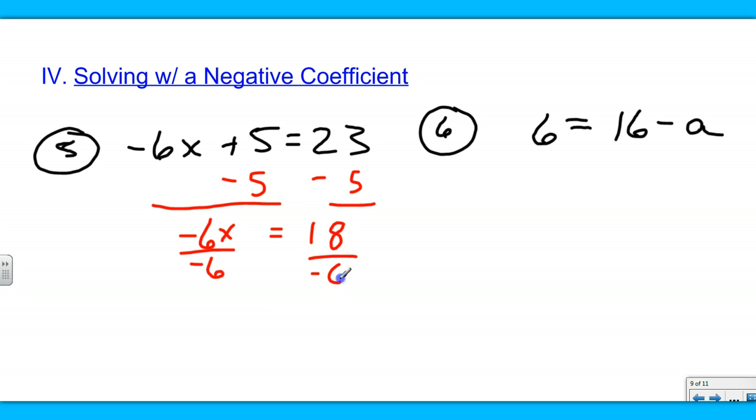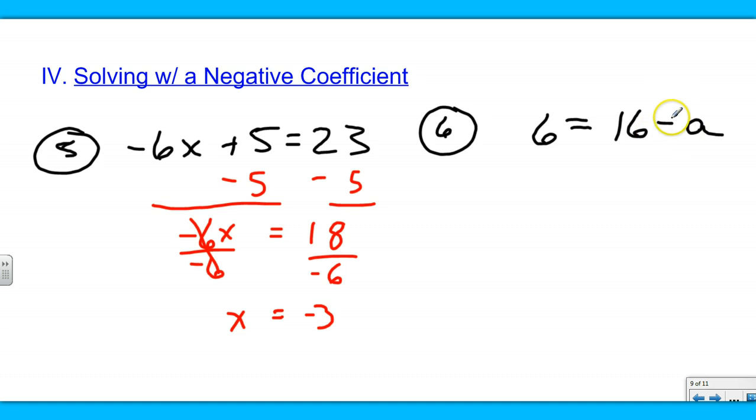If we divide by negative 6 on both sides of this equation, look at negative 6 over negative 6 is positive 1, right? We have 1x. Yay. Equals, what is 18 divided by negative 6? Good job. Negative 3. So x equals negative 3. If we substitute that back in, negative 6 times negative 3 is positive 18. 18 plus 5 is 23. Excellent.